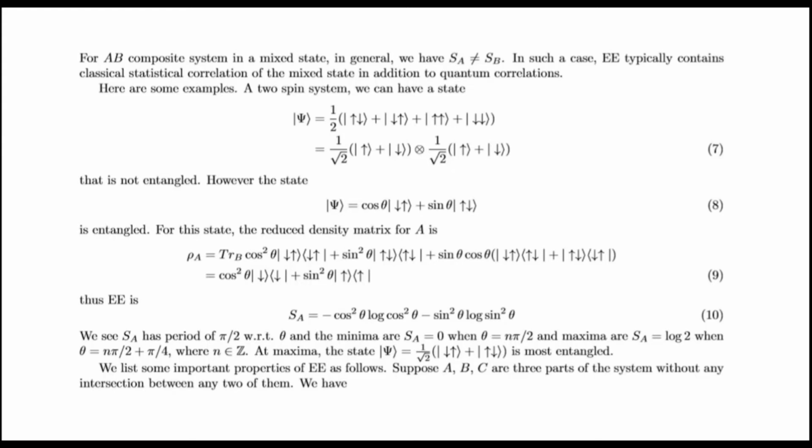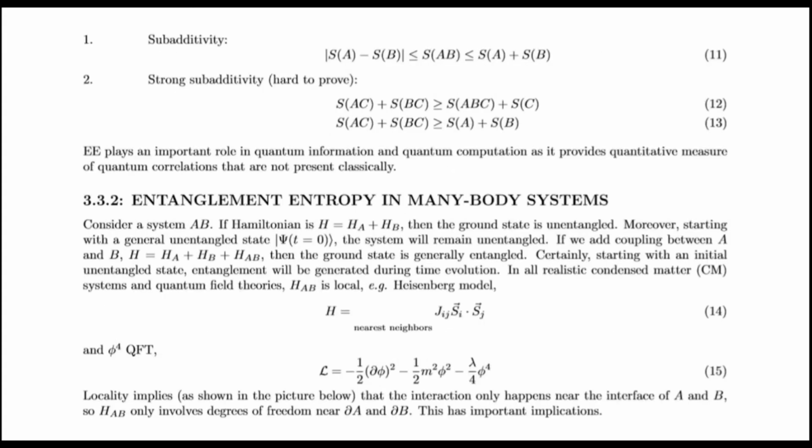We list some important properties of entanglement entropy as follows. Suppose A, B, C are three parts of the system without any intersection between any two of them. We have subadditivity and strong subadditivity. Entanglement entropy plays an important role in quantum information and quantum computation, as it provides a quantitative measure of quantum correlations that are not present classically.